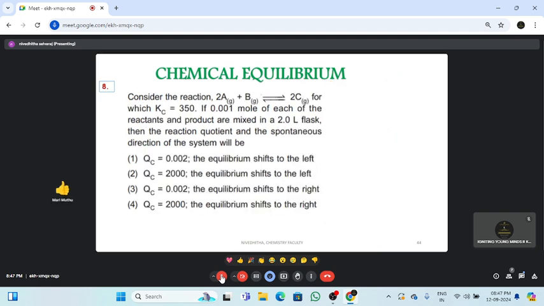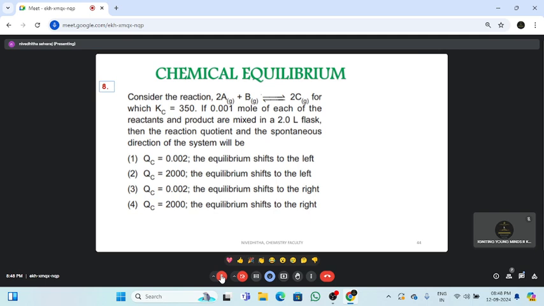Fine. Yes, ma'am. So consider the reaction. 2 moles of A is reacting with 1 mole of B to give 2 moles of C, for which Kc is given as 350. If 0.001 mole of each of the reactants and product are mixed in 2-liter flask, then the reaction quotient and the spontaneous direction of the system will be dash. Here they're asking for two questions. One is they're asking us to find the equilibrium reaction quotient. And also we have to find the spontaneous direction of the system, whether the reaction is shifting towards left or right.